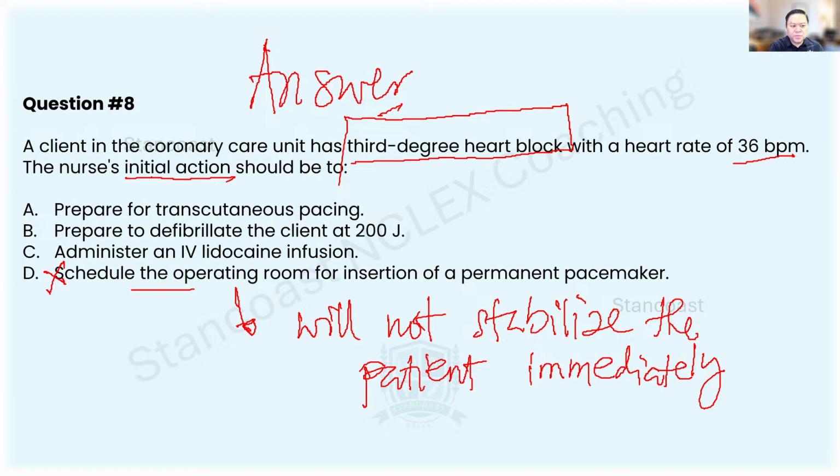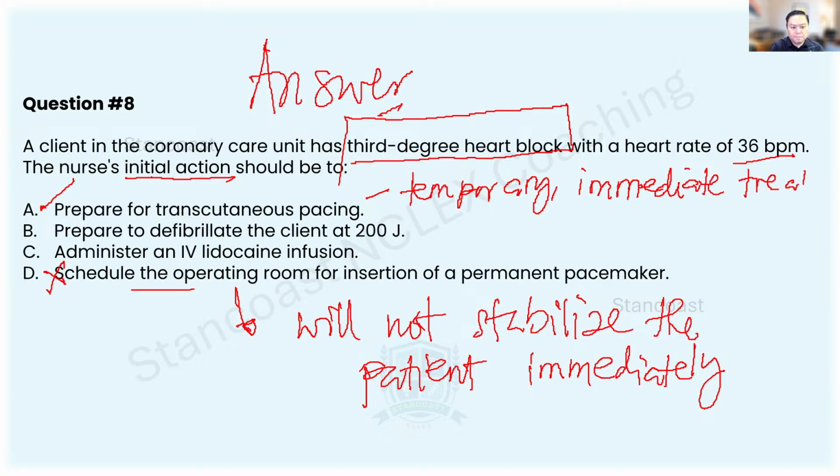What we're going to do instead is letter A, prepare for transcutaneous pacing. As I have said earlier, if the patient becomes symptomatic of the decreased cardiac output, we're going to have to provide temporary support. Okay. Temporary, but immediate treatment. So we need to initiate this one.